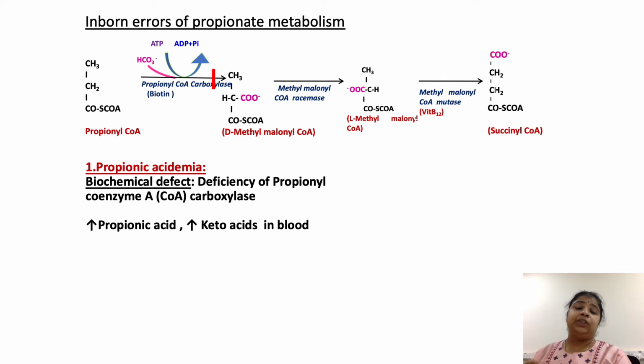Now, disorders associated with propionic acid metabolism. There can be a defect in the enzyme propionyl CoA carboxylase. If this enzyme is defective, there will be an increase in propionic acid. Since it is an acid, it is called propionic acidemia. It leads to an increase in ketoacids in blood.